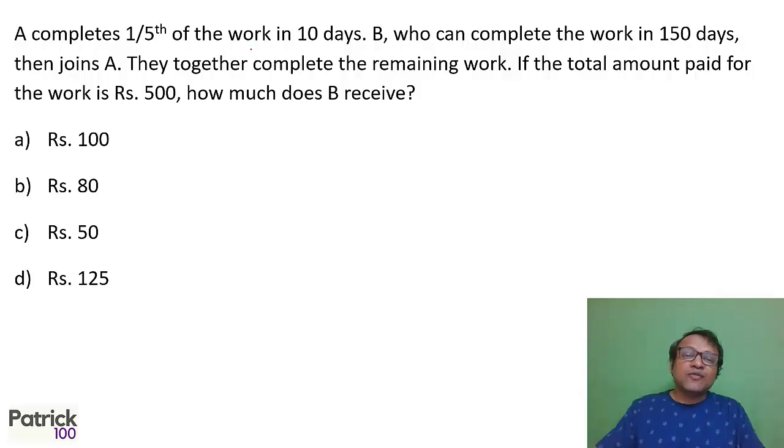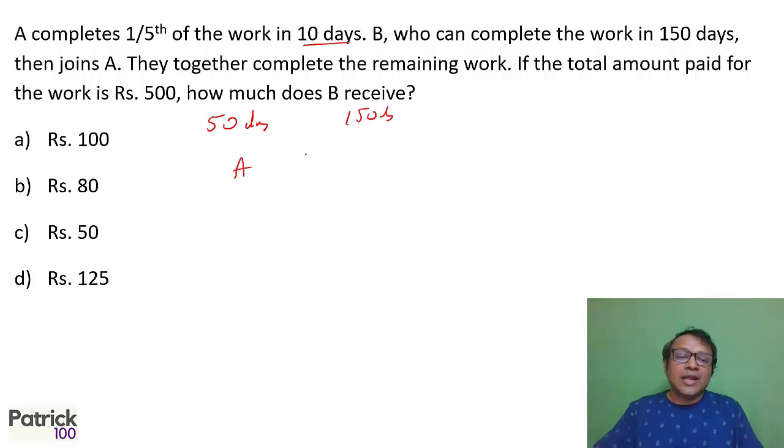A completes 1/5 of the work in 10 days. If he completes 1/5 of the work in 10 days, the complete work will take 5 into 10, 50 days. And B takes 150 days. A and B take 50 and 150 days, which is 1:3, so the work done will be inversely proportional to days, 3:1.